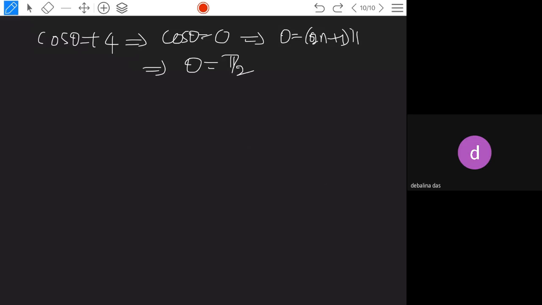But here, the question says it is an increasing function in the interval 0 to pi by 2. Only 0 to pi by 2 is given, so only 0 to pi by 2 is to be taken into consideration. Therefore, theta is equal to pi by 2, you are going to get.